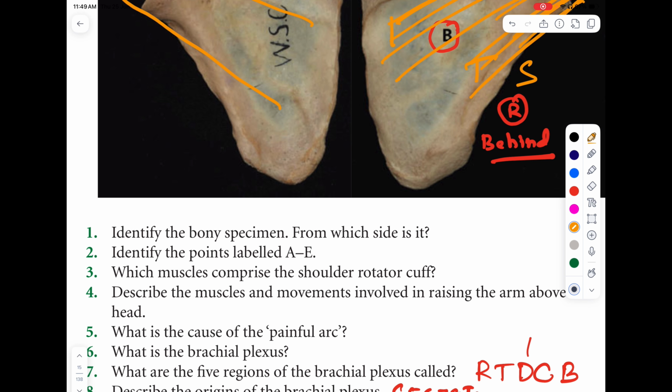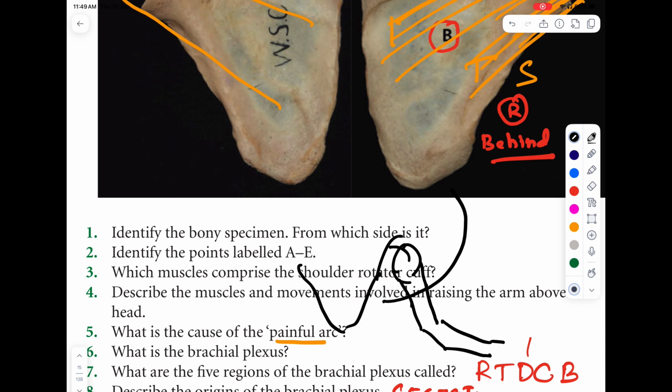The painful arc. Painful arc is when the shoulder joint is abducted. This is the scapula and this is the shoulder. When you are elevating it up, the pain is there. Rotator cuff tear or inflammation leads to painful arc.